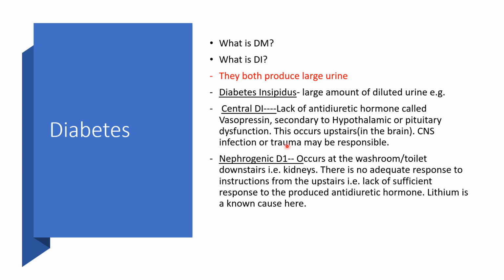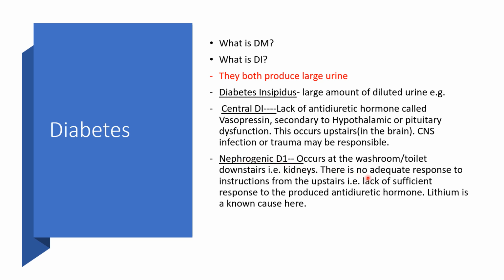If it is not central diabetes insipidus, it might be nephrogenic diabetes insipidus. In that case, the trouble will occur downstairs at the washroom or toilet, depending on the name you call it. And I call it downstairs because it's not happening in the brain. I call the brain upstairs, right? So downstairs, the trouble is happening right inside the kidneys in nephrogenic diabetes insipidus.